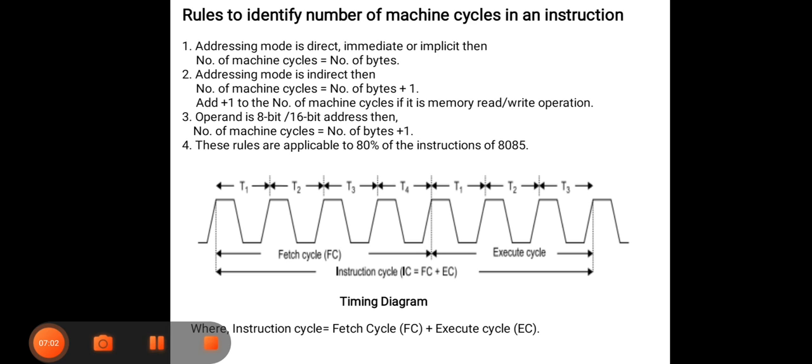Then instruction cycle IC is equal to FC plus EC. The instruction cycle combines both cycles, that is fetch cycle FC and execute cycle EC, where instruction cycle is equal to fetch cycle FC plus execute cycle EC. This is the formula for the instruction cycle.